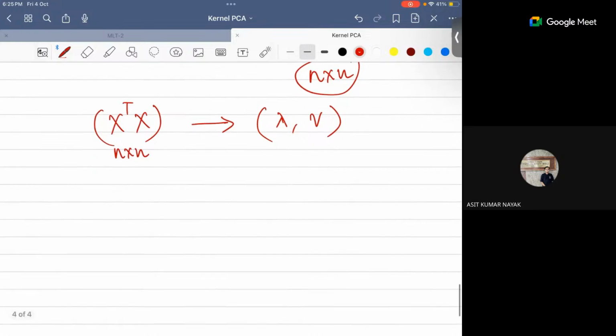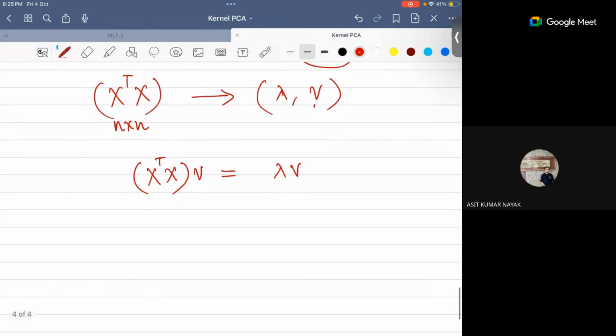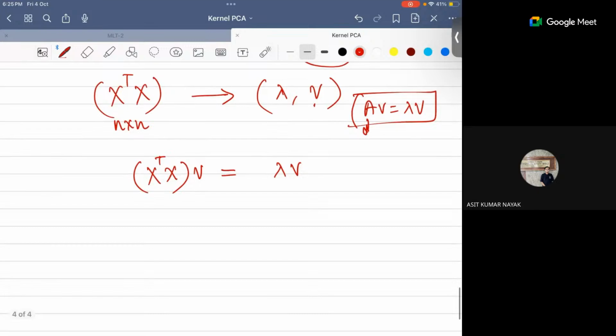So what can I write? The eigenvalue equation: X transpose X times v equals lambda times v. You already know the equation A v equals lambda v. Here X transpose X is the A. Here v becomes the eigenvector and lambda becomes the eigenvalue.